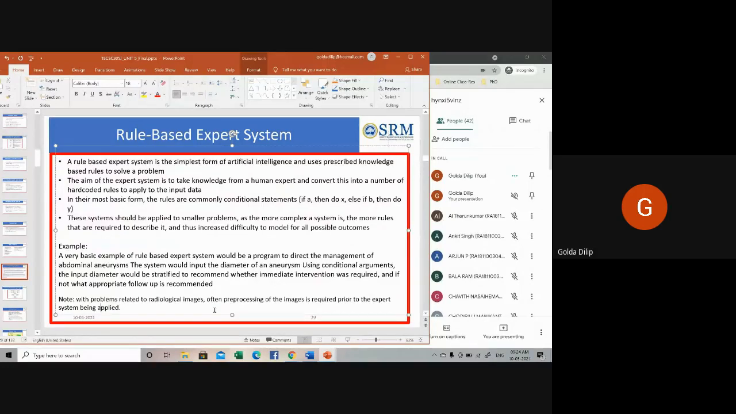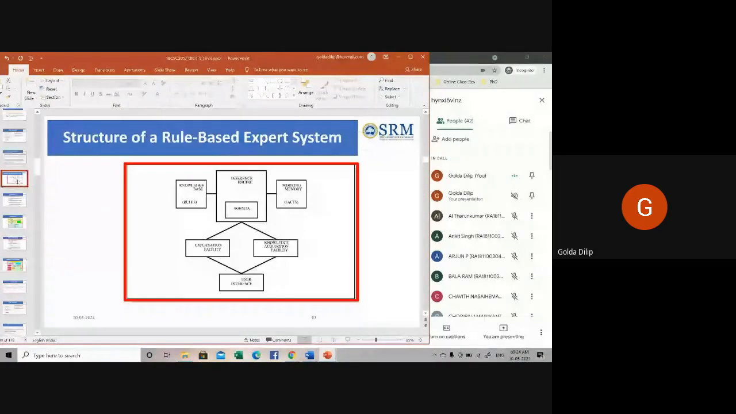Now let's look into the architecture, the structure of the rule-based system. You can see here the various components. First you have the knowledge base. What will the knowledge base have? It will have the domain knowledge, whatever is required for solving the problem.